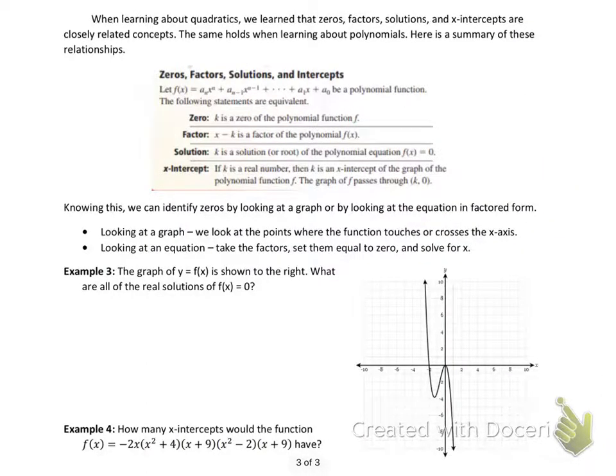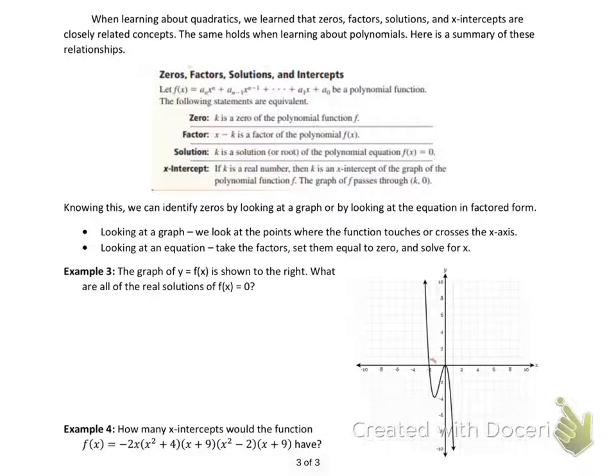Now, like I said, when we're talking about solutions, there's zeros, there's factors, there's solutions, there's x-intercepts. They all mean the same thing. And when we dive into solving polynomials, which we will get to, don't worry, we will end up factoring or doing some other method to figure out what those zeros are. But we need to be able to identify them just on a graph, which, like I said before, is really easy to do. You're just looking at where it crosses the x-axis.